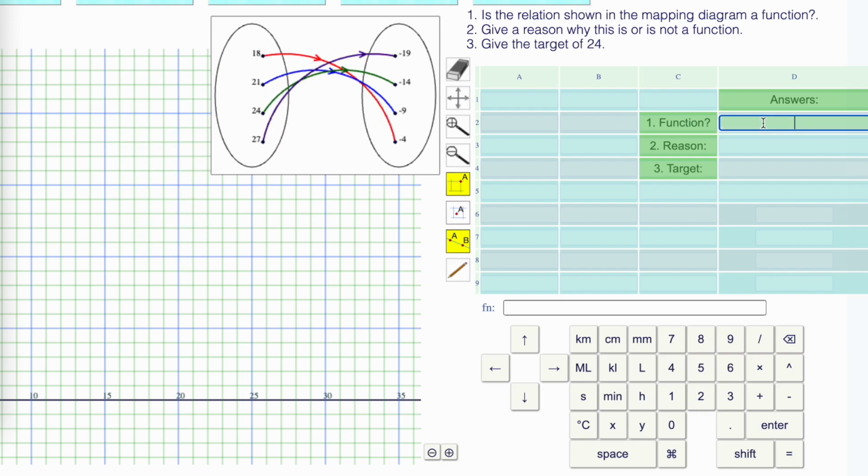This one is also a function, yes. The reason, it's 1 to 1. The target of 24, here's 24, its target is negative 14. The target is the one the arrow is going into.